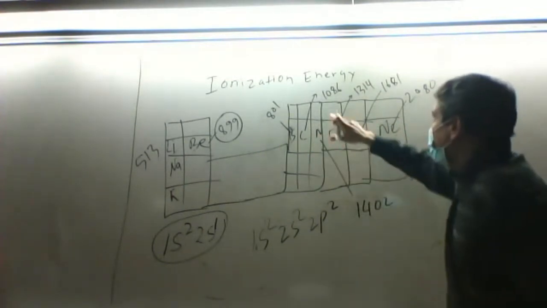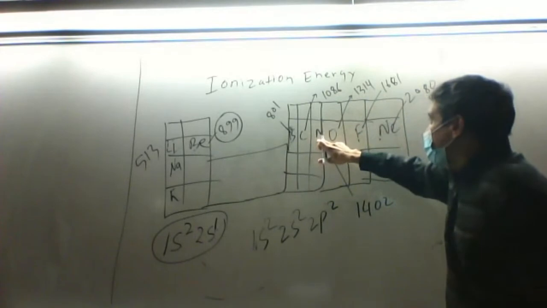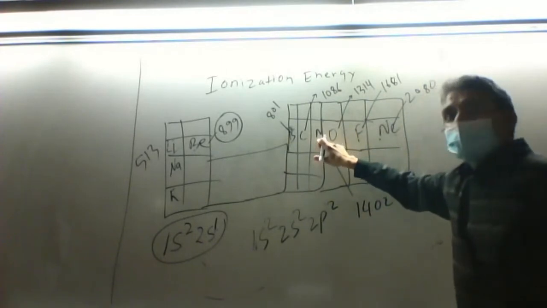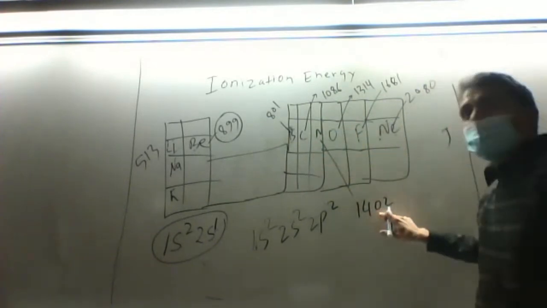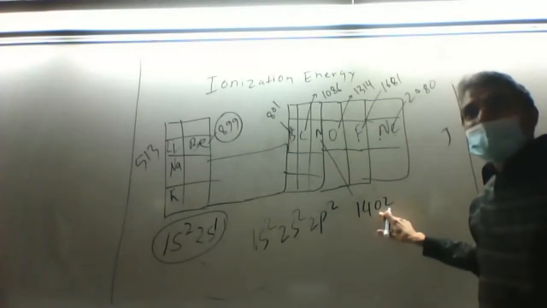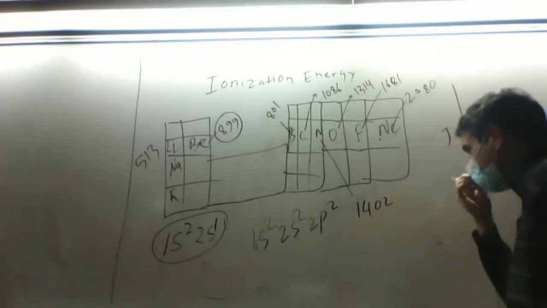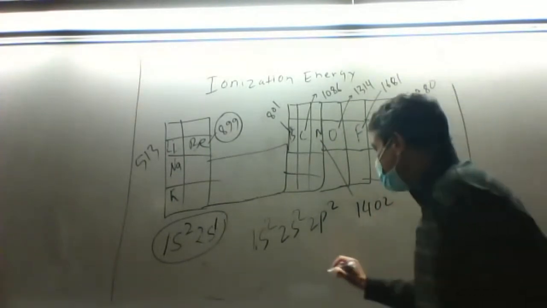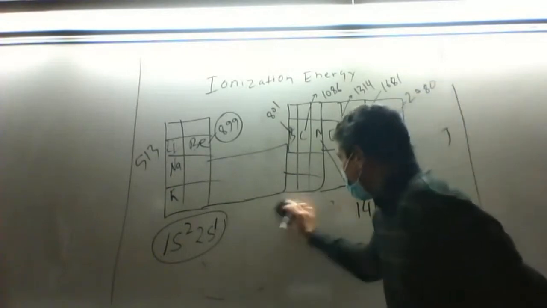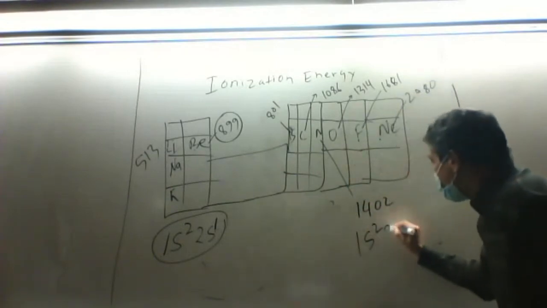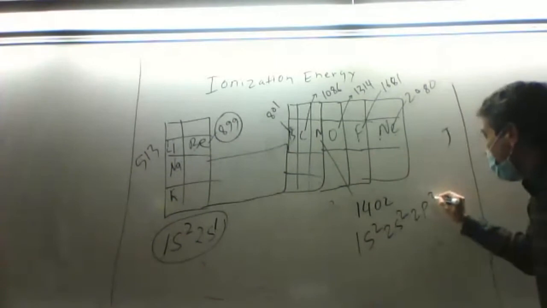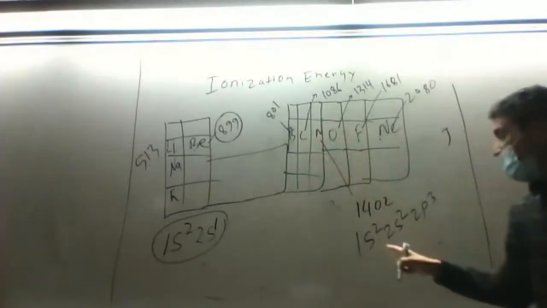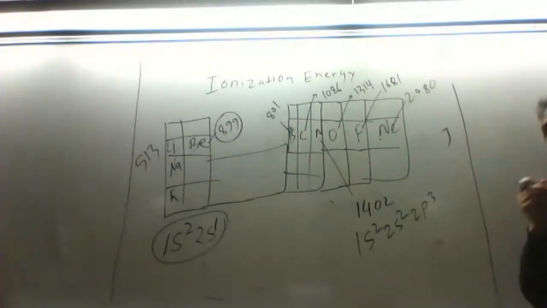So you would expect that. The previous value is 1086, so maybe here you would be expecting 1100 or 1200, right? But it is too high. 1402 is too high compared to expectation, right? So why does that happen? Let's look at the nitrogen. Nitrogen is 1s2 2s2 2p3, right? Because nitrogen is number 7, 2, 4, 7.